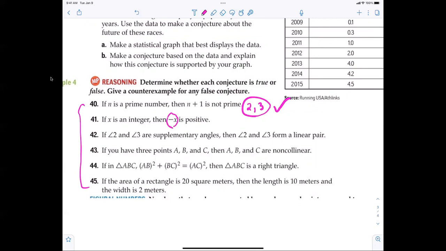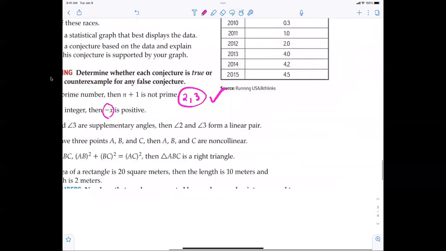If angle 2 and 3 are supplementary, then angle 2 and 3 form a linear pair. That's the same as what we just talked about with two angles being complementary, sharing a common side, right? So that doesn't have to be true. You can draw this as a linear pair. Does everybody agree with that? That's a linear pair. Now I can just separate it so it looks like this. Now it's not a linear pair, but they're still supplementary. Everybody should be able to do that, right?